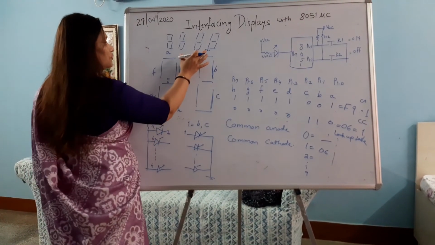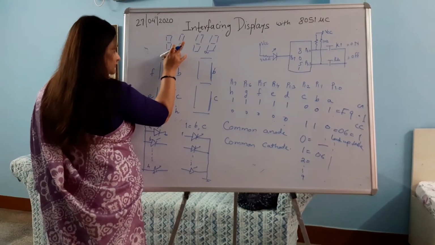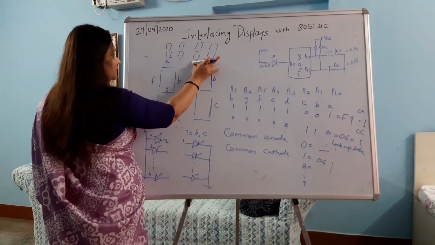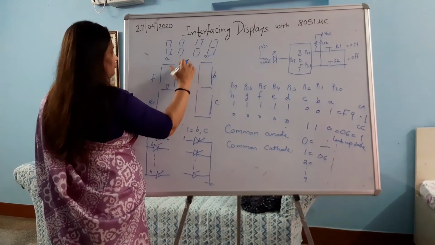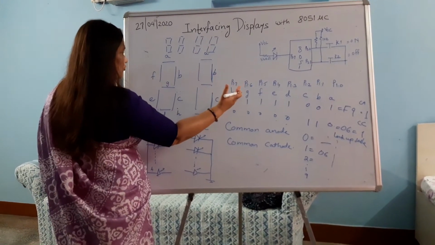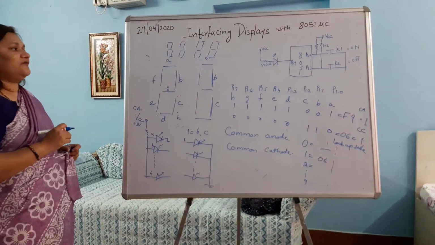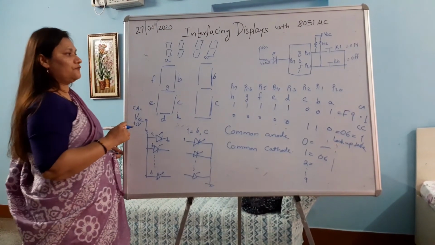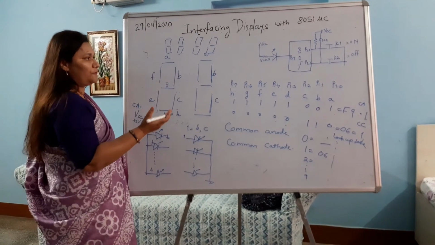Suppose if I want to go with a real time clock, then for hours it will be taking 2 displays, for minutes it will be taking 2 displays, so there will be 4 displays. And for 4 displays, if you go with 4 different ports, then it will be the non-effective use of the hardware of 8051, because 8051 is having only 4 ports.